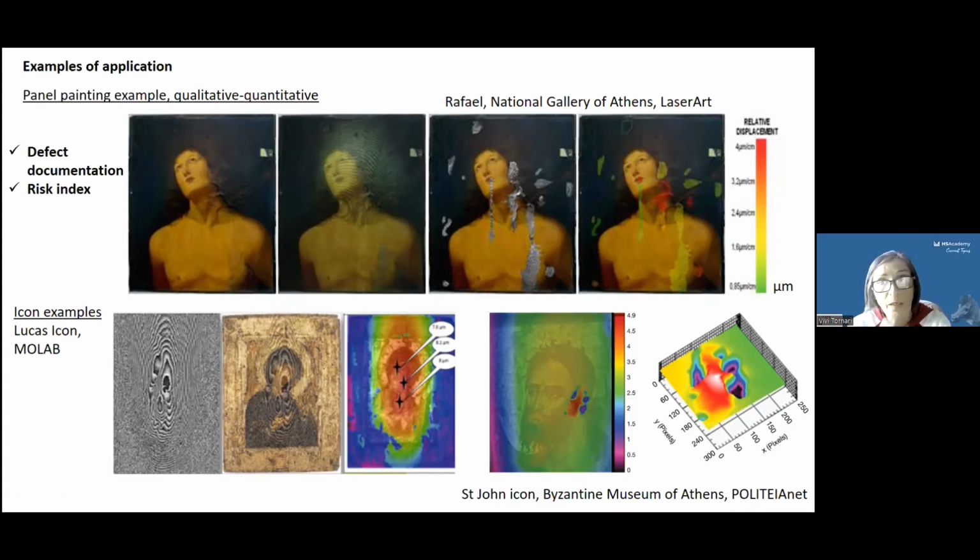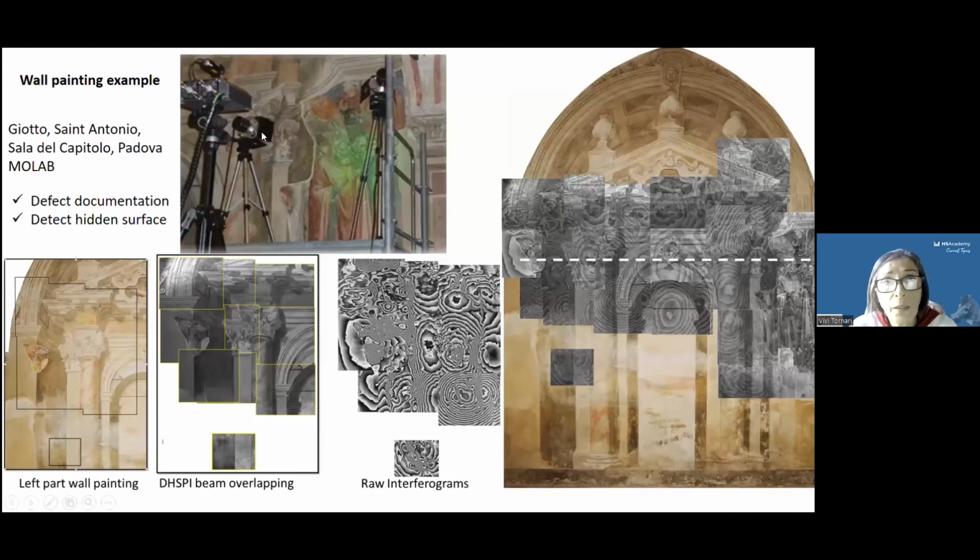This is another example from wall paintings, and you can see that here our system scans all the area. This was done for all the areas requested by the curator, and this took 5 working days to do the whole of this wall painting. And here you see the interferograms, and the interferograms overlapped with the image of the wall painting.